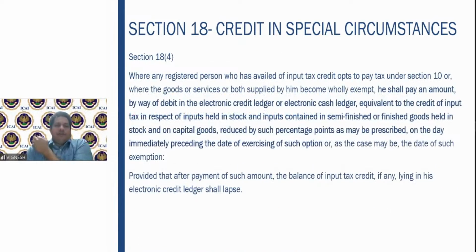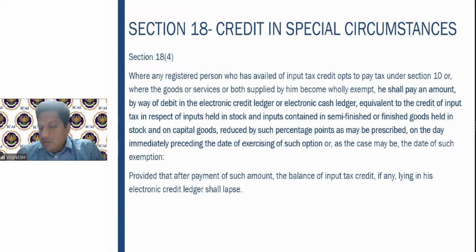Section 18 subsection 4 is a reverse situation. That means a person who is under a regular scheme opts for the composition scheme, or he is making a taxable supply and the goods or services have now become exempt. Then the law expects him to pay some amount with regard to the input tax credit he has availed.